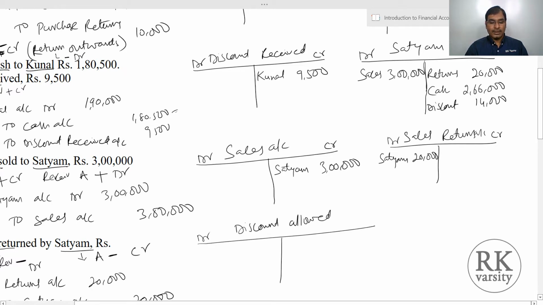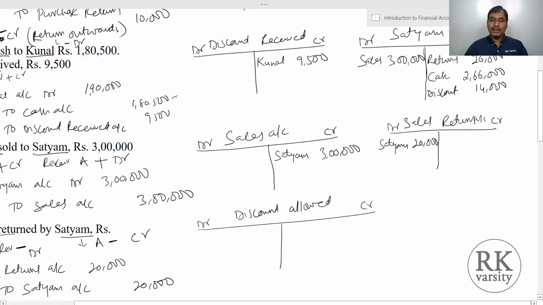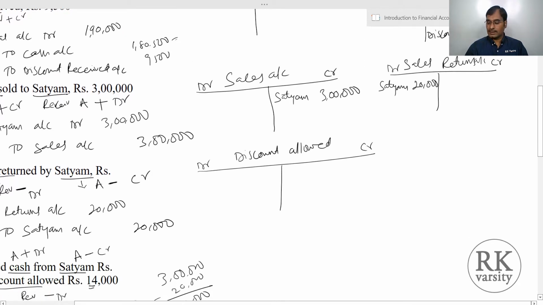So debit and credit. When you allow a discount, your revenue will decrease. So decrease in the revenue is debit. So here, to whom do you give a discount? To Satyam. And this amount is 14,000, the discount given to Satyam.